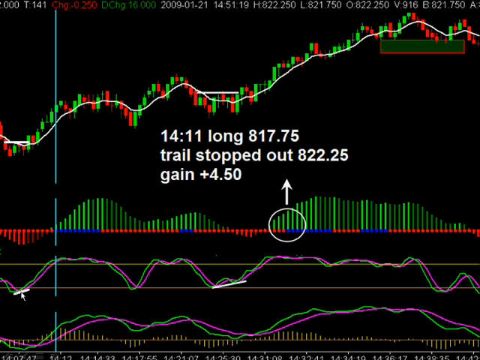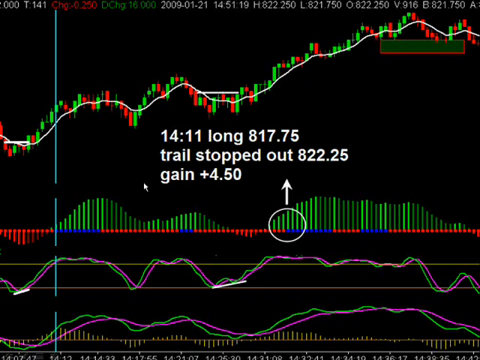So the next trade that I took was actually over here where this vertical line is. We had slight divergence here, price going sideways. We had our scalp indicator setting up to go long, so I took it here. I actually got filled over here at 8:17.75, and this was at 2:11 this afternoon.